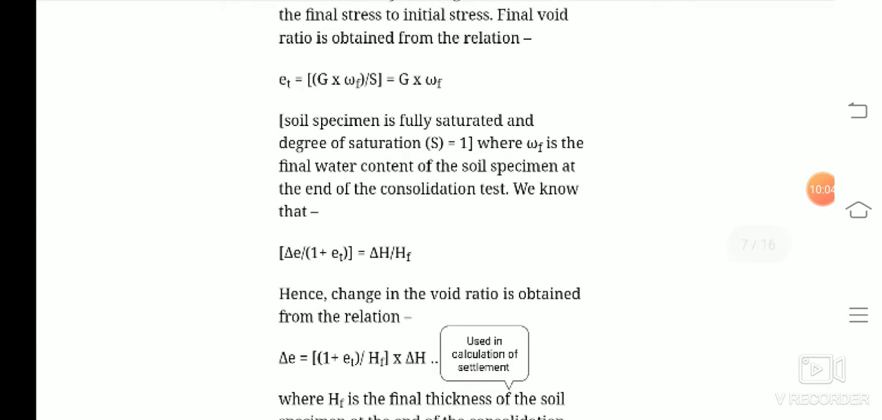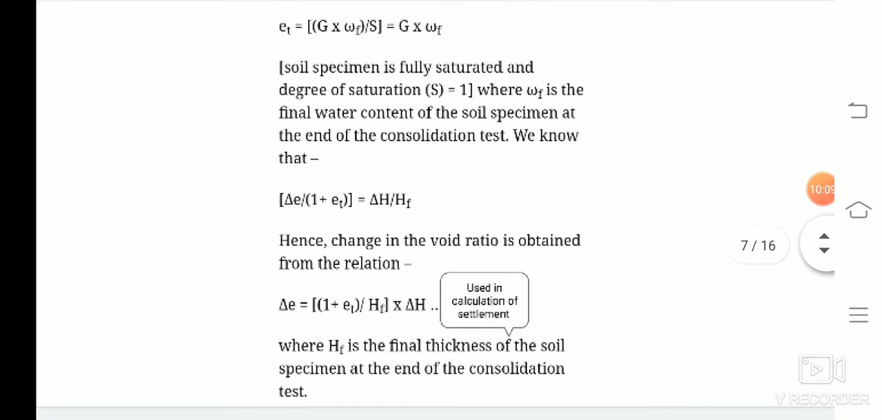content of the soil specimen at the end of the consolidation test. We already know from the coefficient of volume change that delta H by H_f is equal to delta e by 1 plus e_0. So from this relation, the change in void ratio is obtained as delta e equals (1 plus e_f) divided by H_f into delta H. This is the main formula for calculation of settlement in the soil, where H_f is the final thickness of the soil specimen at the end of the consolidation test.